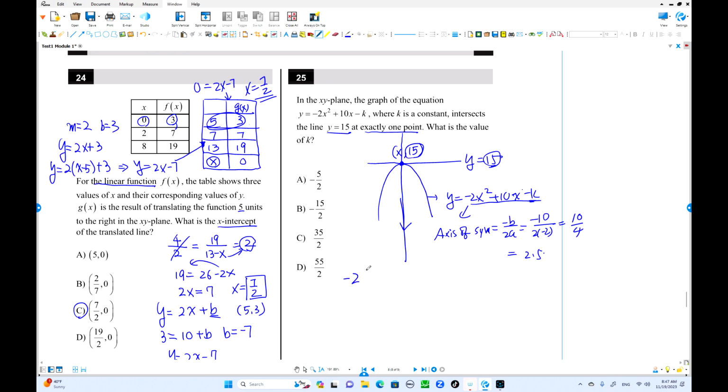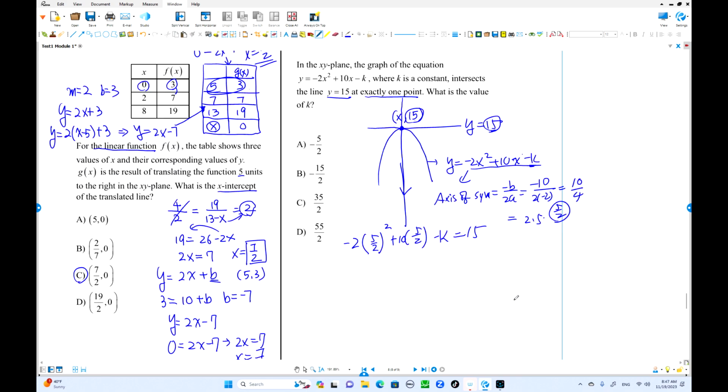So negative 2, 2.5 is 5 over 2. I'm going to use this one, 5 over 2. Negative 2 times 5 over 2 squared plus 10 times 5 over 2 minus k should be equal to 15, right? To have only one intersection. That is the value of k. Okay, this is what? Negative 2 times 25 over 4, and this is 25, minus k equals 15.